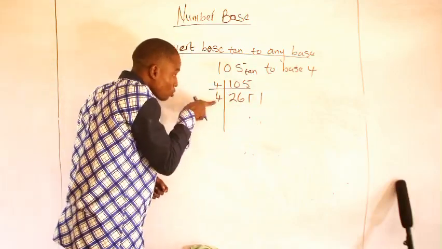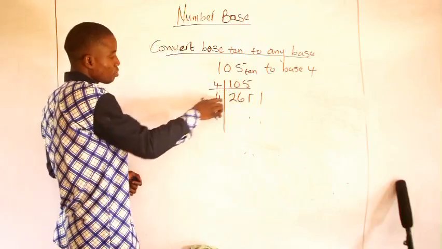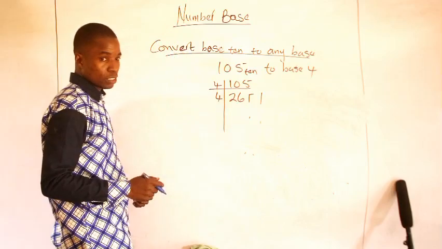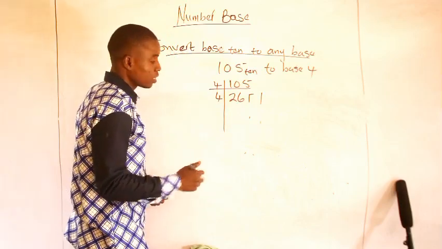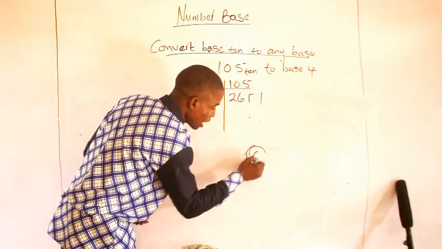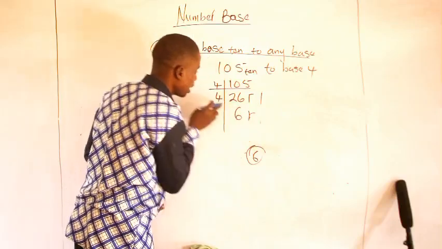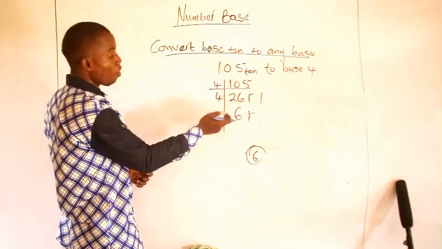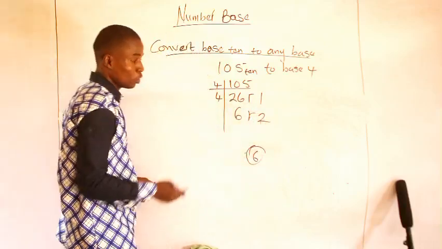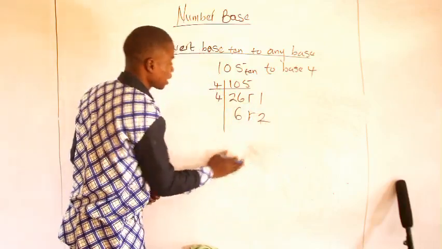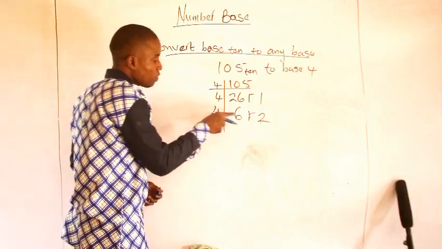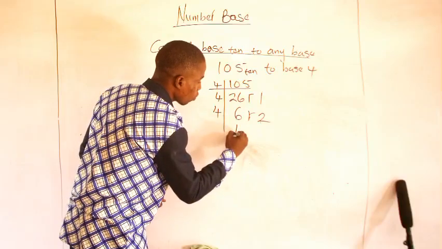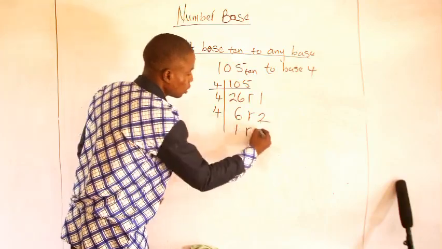Now, 4. This one divided by this. Give me the answer. 6.5, so 6. You don't need to write the point. 6, remainder. When you multiply 6 by 4, it is 24. 24 minus this, remainder 2. You subtract it from this one. Simple as that. Now 4. This one divided by this is what? 1, remainder 2.